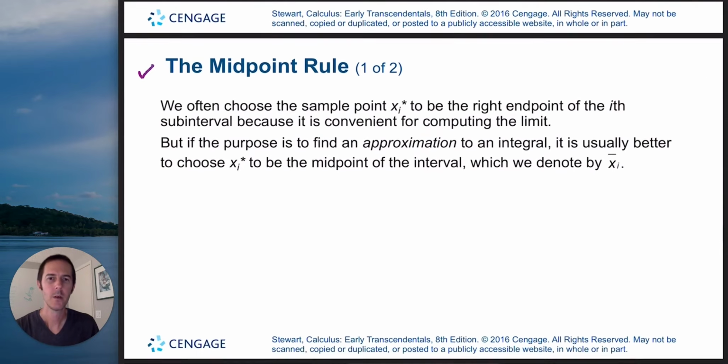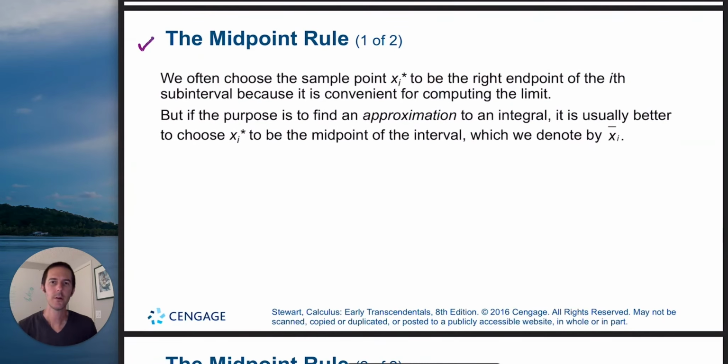The midpoint rule suggests that a right approximation, so starting out using x sub 1, is maybe not the best way to go. If you really want to get an approximation to the integral, you shouldn't be doing it with a left or right approximation. You might want to consider using the midpoint approximation. And the midpoint is going to be denoted by x bar sub i.